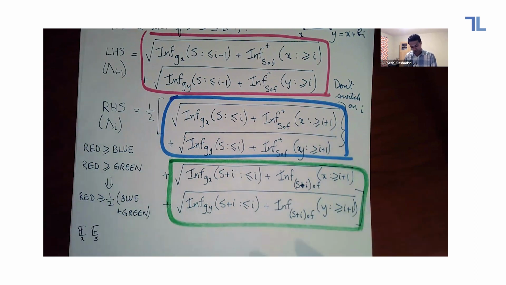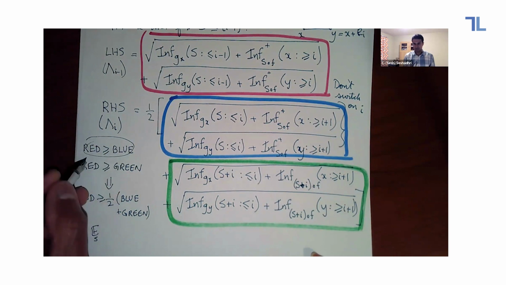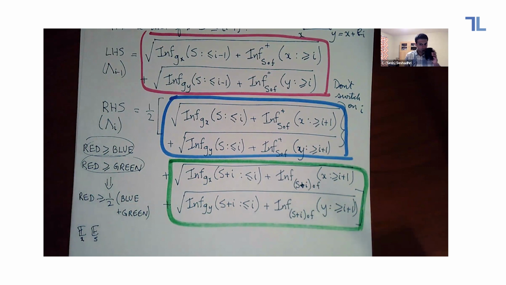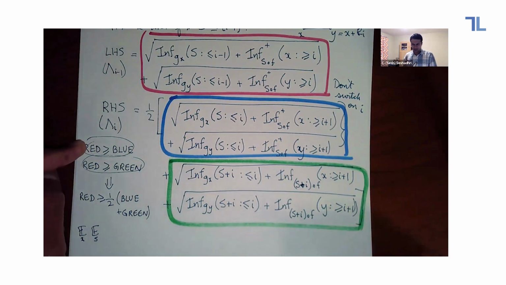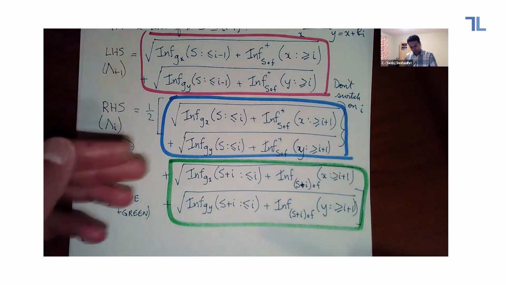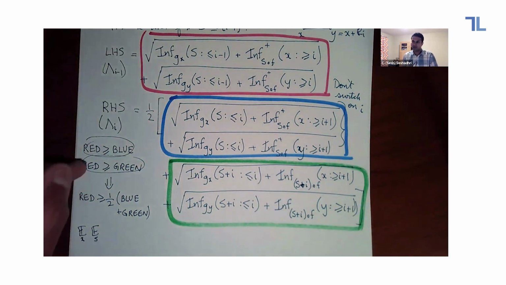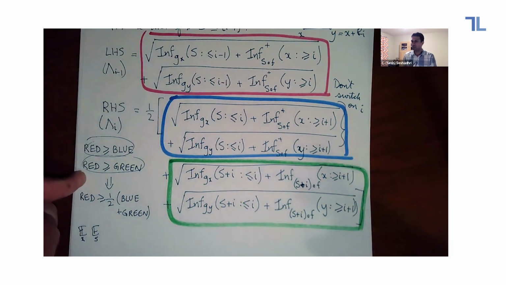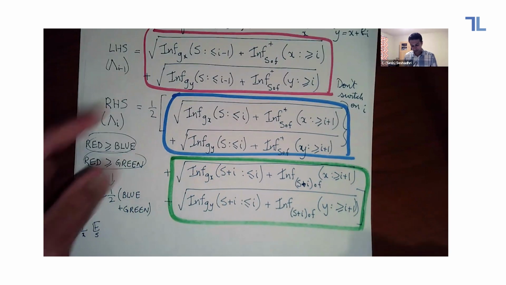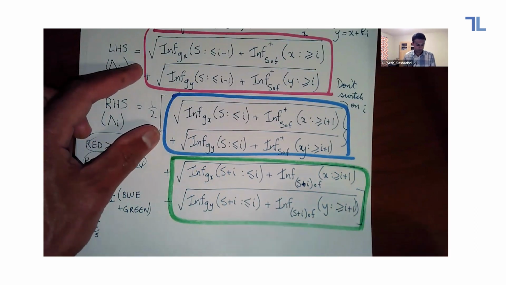Okay, so we need to prove these two statements. Any questions? So the first one, the red greater than blue, is actually pretty easy. It's mostly just a syntactic manipulation. It's in the red greater than green that you actually have to use the concavity of the square root. So the red greater than blue is straightforward. The red greater than green is where the concavity of the square root comes in.